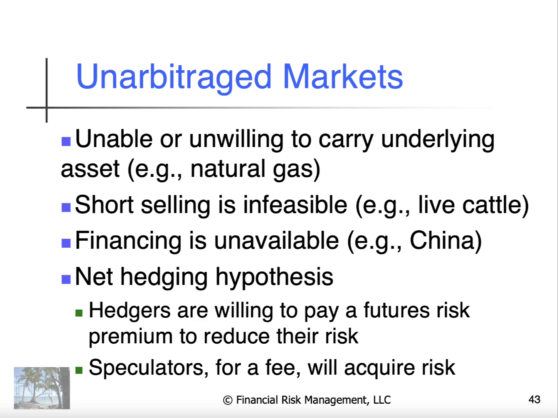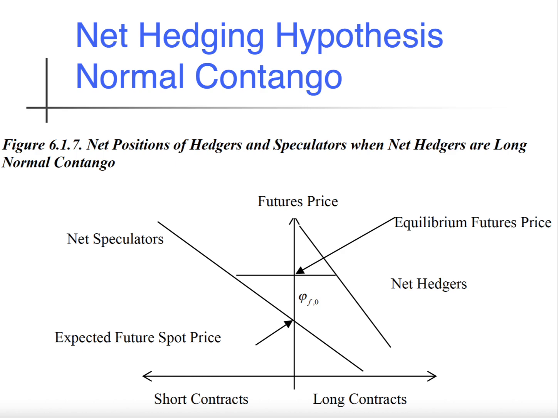The net hedging hypothesis: hedgers are willing to pay a futures risk premium to reduce the risk. Speculators for a fee will acquire the risk. And so the way to understand this is a simple diagram. If net hedgers are long, in order for the market to clear, I've got to have the same number of speculators. That distance is supposed to be the same as that one. In order for the market to clear, the speculators demand a risk premium. And so the expected future spot price is down here. The equilibrium futures price is up here, and they're going to receive a risk premium by going short.